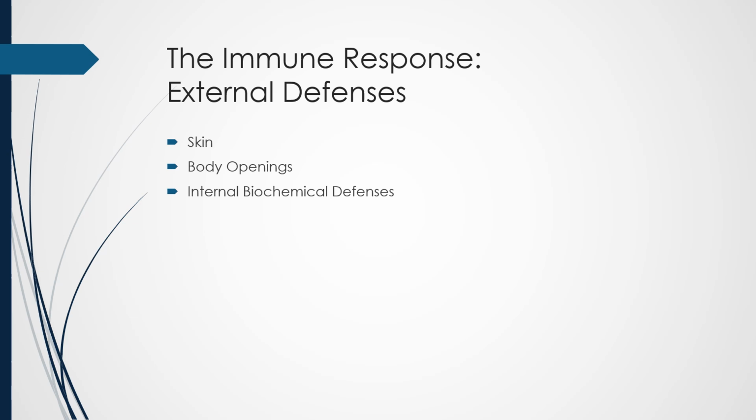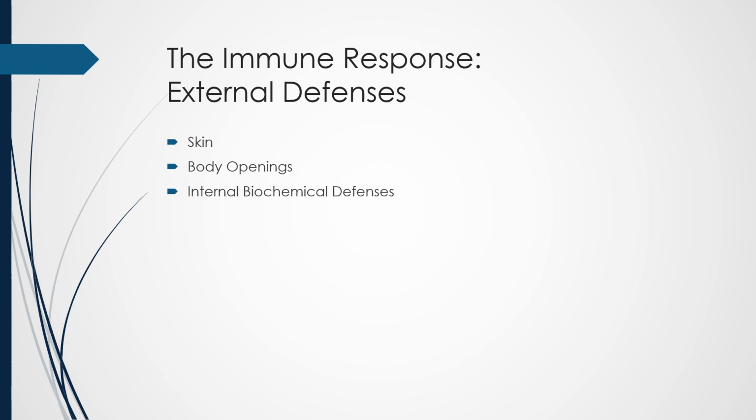Our external defenses include our skin, our body openings, and internal biochemical defenses. The skin is the first line of defense, covering the entire body except for openings. Burns highlight its importance as skin damage increases infection risk. Body openings provide unique protection. Tears contain lysozyme to kill bacteria. The ear canal has waxy secretions to prevent bacterial entry. The nose hair traps particles and pathogens. Stomach acid protects against ingested organisms. And the urine has a pH to help prevent infection, just to name a few.